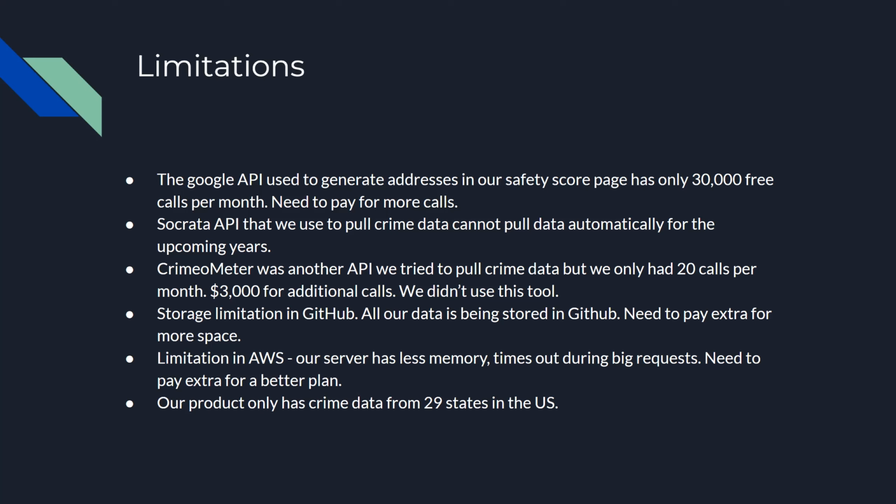As we mentioned, we use GitHub to store all of the data. But if we decide to add more cities or add more years of data, we might need to buy a different plan for more space. Limitation in AWS: our server has less memory, which leads to timeouts during big requests, and we need to pay more money for a better plan. And our product only has crime data from 29 states in the US.